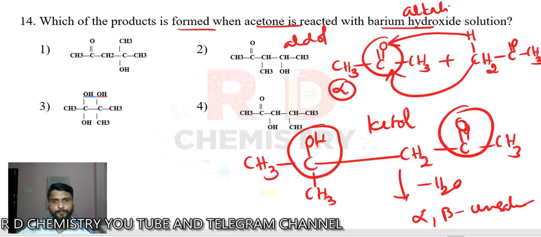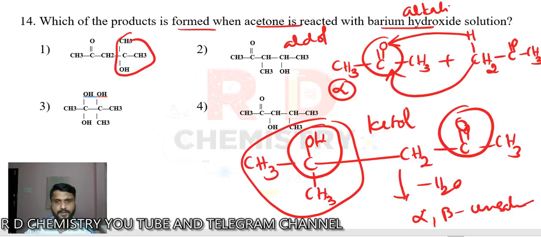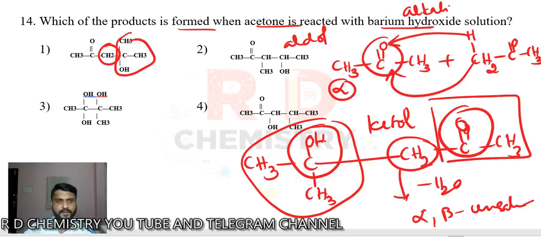If you see carefully now, we have got this group: CH3, C, CH3, OH. So this is here, correct? Next, in between, CH2 is there, correct? Then we have got CO and CH3, correct? CO and CH3. So the first one is the answer, right?